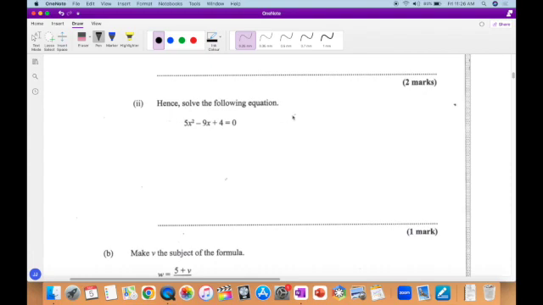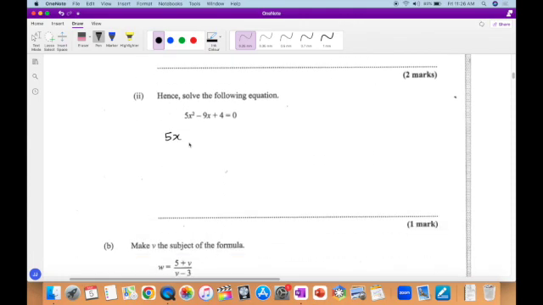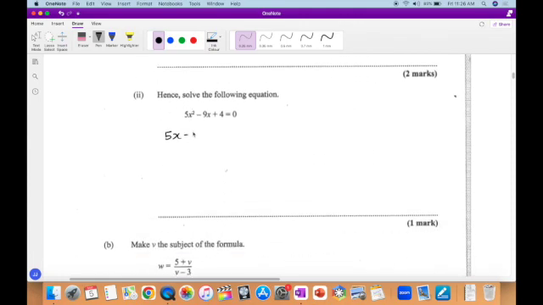Hence, solve the following equation. Well, we have the same equation there, so let's put the factors, 5x minus 4 and x minus 1.